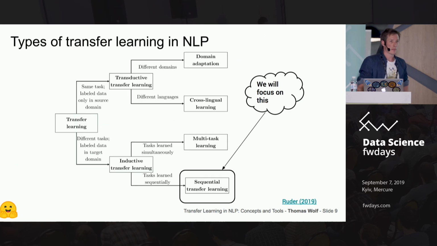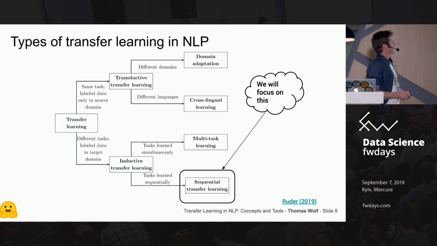So there are many ways you can combine datasets. And we'll focus on sequential transfer learning, but just to show you, there are many ways. For instance, you may be on the same task, as I was saying, like question answering, but you may have two languages, question answering in French and English. So this is called cross-lingual learning. Sometimes you have different domains. You have question answering on a news corpus, but you want to do that in, I don't know, a customer survey corpus. So this is called domain adaptation.